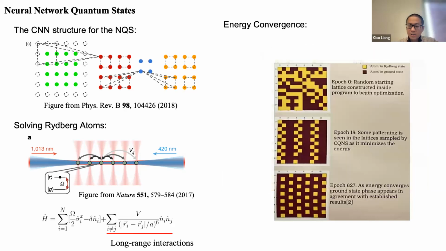We also investigate the spin density, which is the average spin value per site. The spin density pattern finally matches the experiment result after sufficient optimization steps.